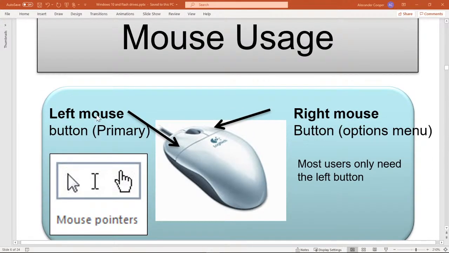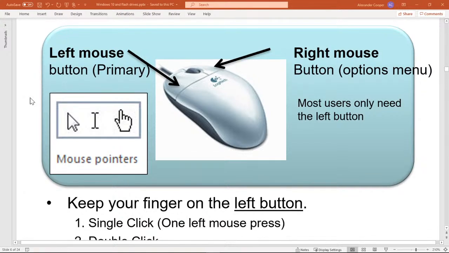So let's talk about using our mouse. Our left mouse button, okay. Also, we have our right mouse button. Big thing about the left and the right, the left one is our select button, and the right one is like our options menu, okay. Biggest thing to remember, left button is select, right button brings up an options menu. We'll talk about that a little bit later.